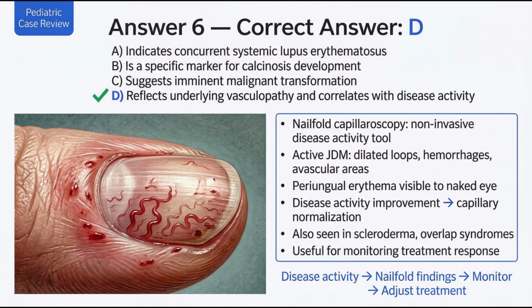Nail fold capillaroscopy is a non-invasive and clinically valuable tool for assessing disease activity in juvenile dermatomyositis. In active disease, capillaroscopy reveals dilated capillary loops, hemorrhages, and avascular areas reflecting the underlying microangiopathy. Periungual erythema is visible to the naked eye without magnification. As disease activity improves with treatment, capillary architecture normalizes, making this a useful monitoring tool alongside muscle enzymes and magnetic resonance imaging. Similar nail fold changes are also seen in scleroderma and overlap syndromes. The clinical workflow is assess disease activity, examine nail fold findings, monitor response, and adjust treatment accordingly.